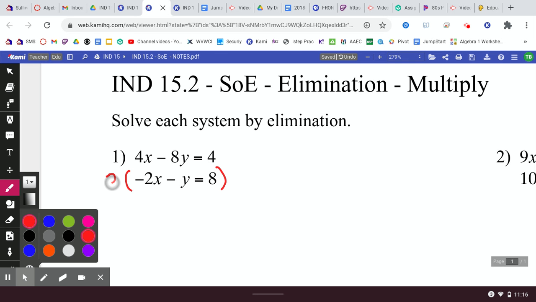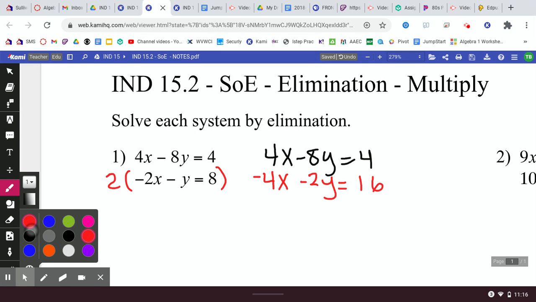So what could I multiply the bottom equation by in order to make it cancel out with the top? A 2. Now, it's a little time consuming, but I really caution you, don't shortcut this. Take the time to rewrite that top equation. So 4x minus 8y equals 4. Because you really want your two good equations right on top of each other. Now we're going to make that bottom one work by multiplying a 2 all the way through it. So 2 times negative 2x is negative 4x. 2 times negative y is negative 2y. And 2 times 8 is 16. Now I'm ready to draw my line.